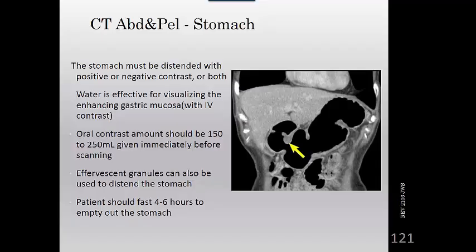Then also the stomach can be distended by effervescent granules, just like in the routine fluoro where we give the gas crystals before we give the barium to inflate the stomach. You can do the same for CT. And for the upper abdomen to include the stomach, your patient should be fasting at least 4 to 6 hours so that there's no food or anything else in there that can be mistaken for a mass.